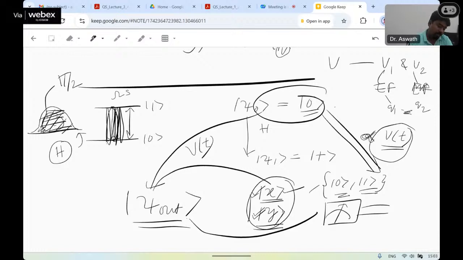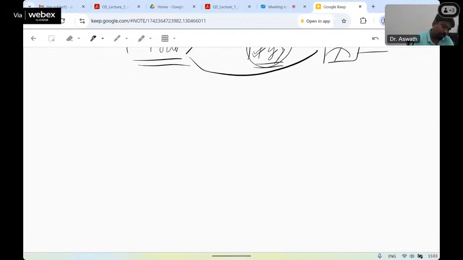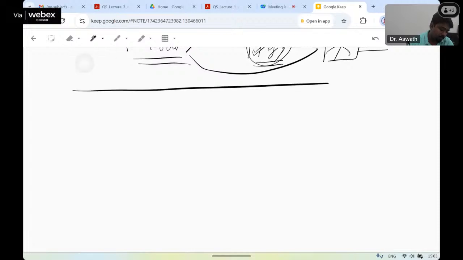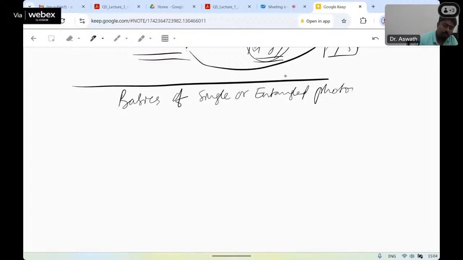Okay, so yesterday I was telling you about the intended plan for this Friday's lectures on quantum sensing. The first one is the basics of quantum sensing. We have concluded that by now. Now the next one is basics of single or entangled photon emission.